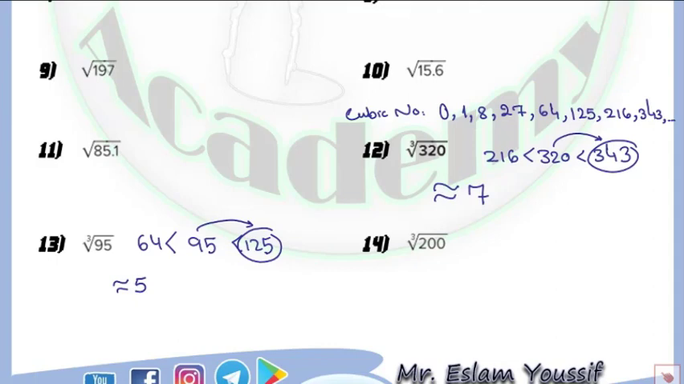The cubic root of 200. 200 is more than 125 and less than 216. The cubic root of 216 is equal to 6. So the cubic root of 200 is approximately equal to 6.